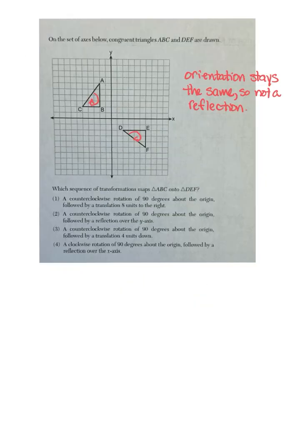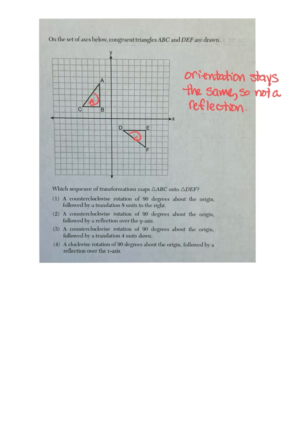All right, so the next question. So if you look at what I did, I drew my orientation little arrows here, and this is going clockwise, and so is this. So if the orientation stays the same, it's not a reflection, okay? Unless one of these answer choices had 2 line reflections in it, then it could be an answer, okay? But if I read through these, and if you take a minute and you read through these, like choice 2 only has 1 line reflection. Choice 4 only has 1 line reflection.